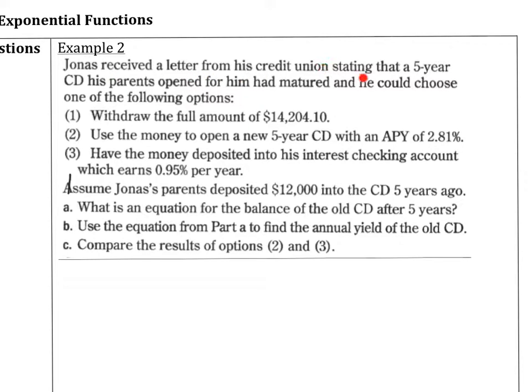Jonas received a letter from his credit union stating that a 5-year CD his parents opened for him had matured, and he could choose one of these options. Number 1, he just takes the money out and does whatever he wants with it. Number 2, he uses the money to open a new CD, and this one gives an APY of 2.81%. That's the growth per year. So he doesn't touch it, he just puts it in, and whether or not this is the rate of the old one, we don't know. We do know that's the rate of the new. Or number 3, you could have the money deposited in an interest checking account, which is less than 1% a year.